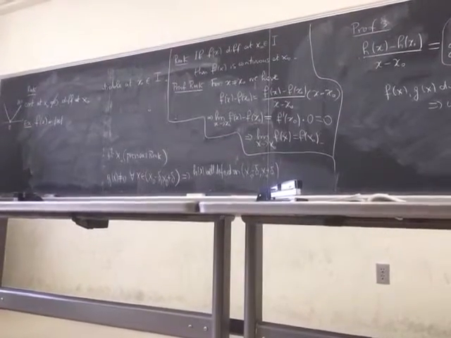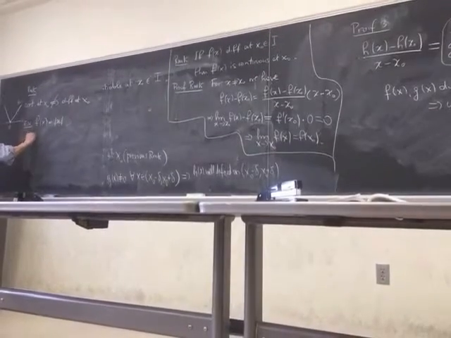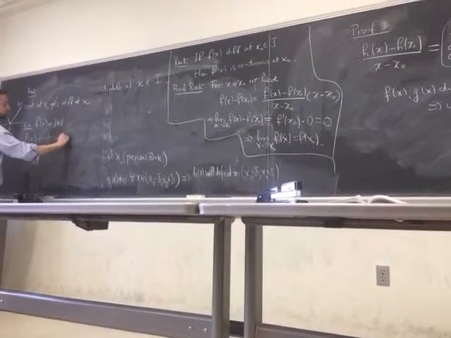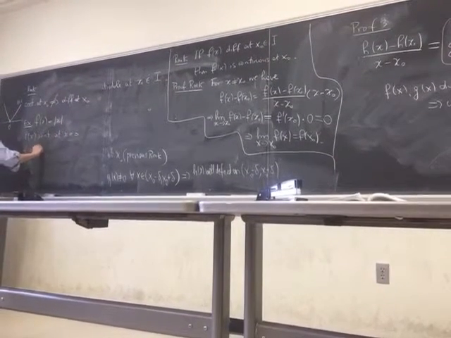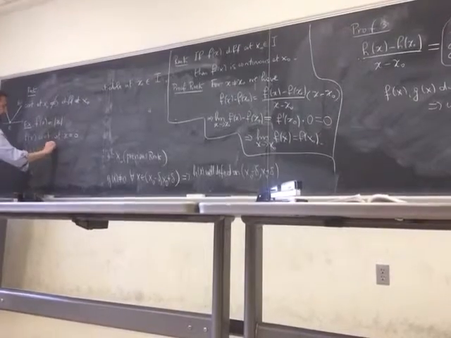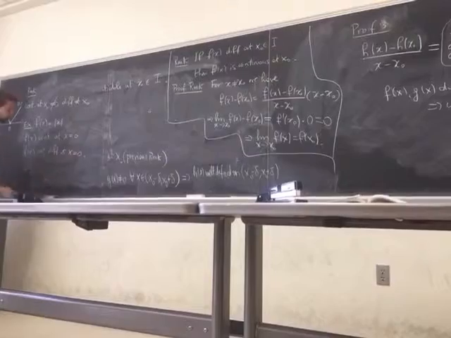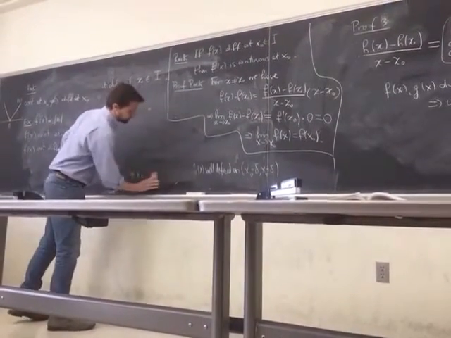So take the absolute value of x. My claim is that f of x is continuous at x equal to 0, but f of x is not differentiable at x equal to 0. So how do you check these from the definitions?